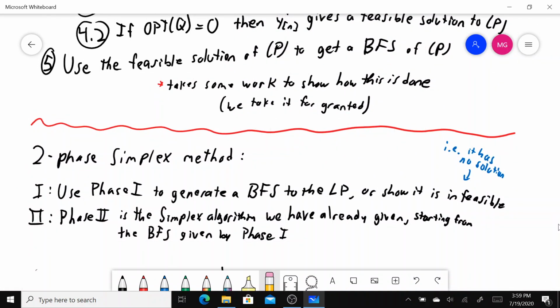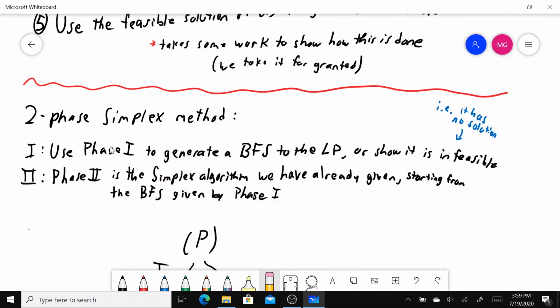And that gives us the two-phase simplex method. So in phase one, you do what we've just said, and that'll generate a basic feasible solution to the linear program, or it will show that it's infeasible, or in other words, that it has no solution. So those are the two possibilities. And then assuming that you got a basic feasible solution from phase one, you feed it into phase two, being the simplex algorithm that we've already discussed in the prior video. Starting from that basic feasible solution, you generate either an optimal solution, or you show that your linear program is unbounded. Those are the two possibilities from phase two.